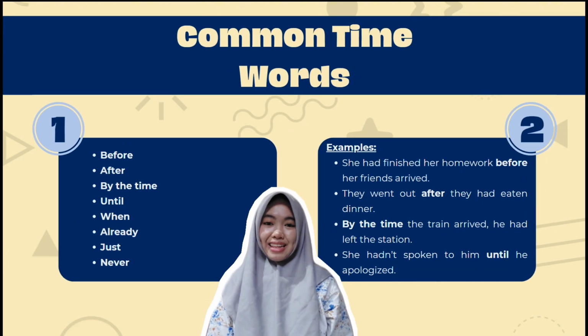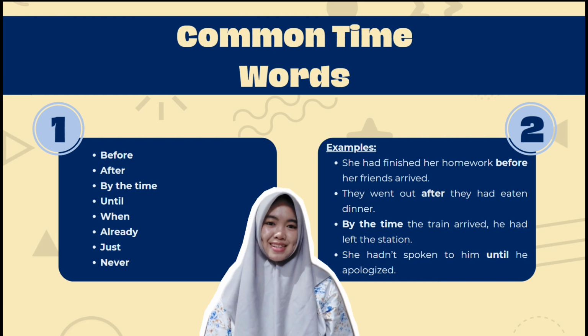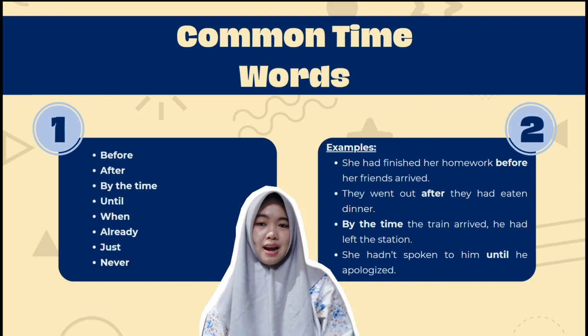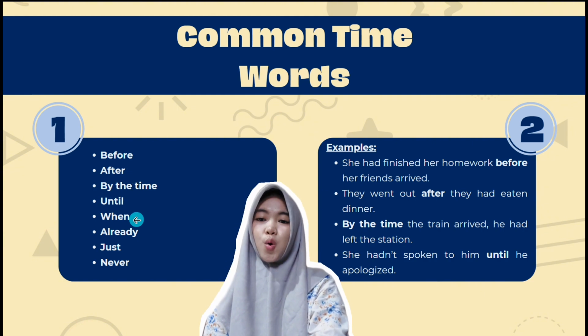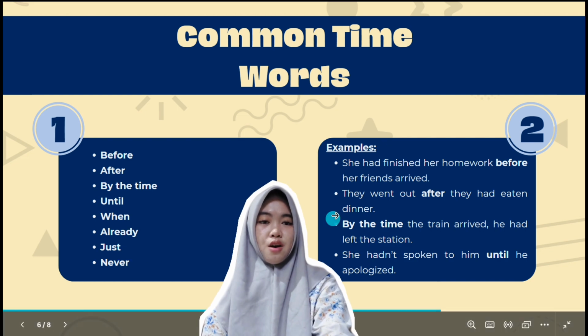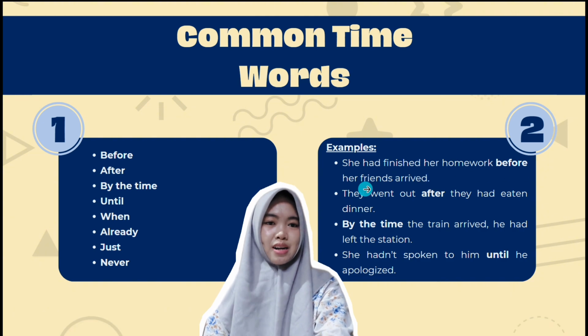To help make it clear which action happened first, we often use time expressions with the past perfect tense. Some common ones are before, after, by the time, until, when, already, just, and never. For example, she had finished her homework before her friends arrived.